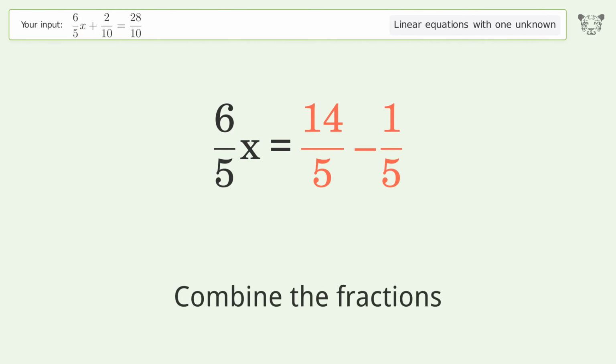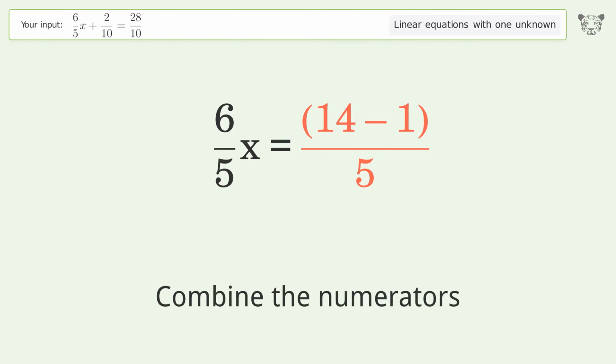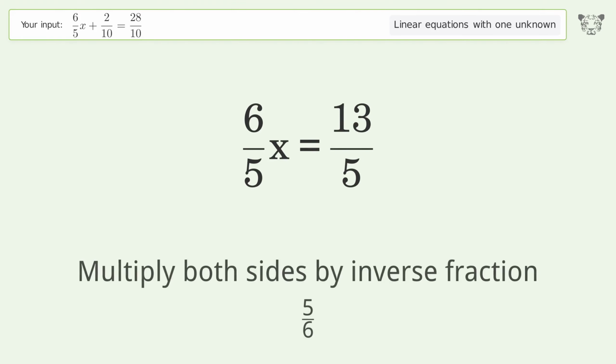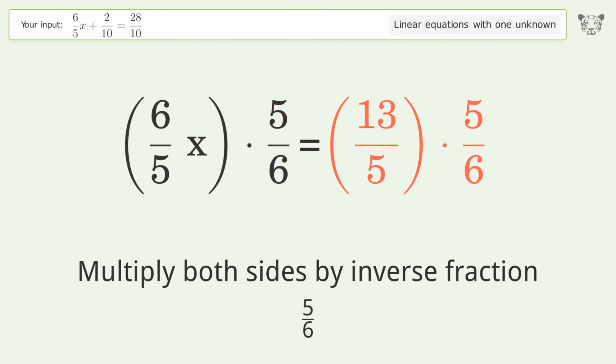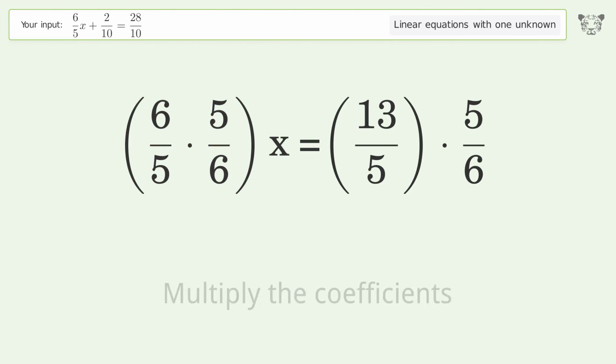Combine the fractions. Combine the numerators. Isolate the x. Multiply both sides by inverse fraction 5 over 6. Group like terms. Multiply the coefficients.